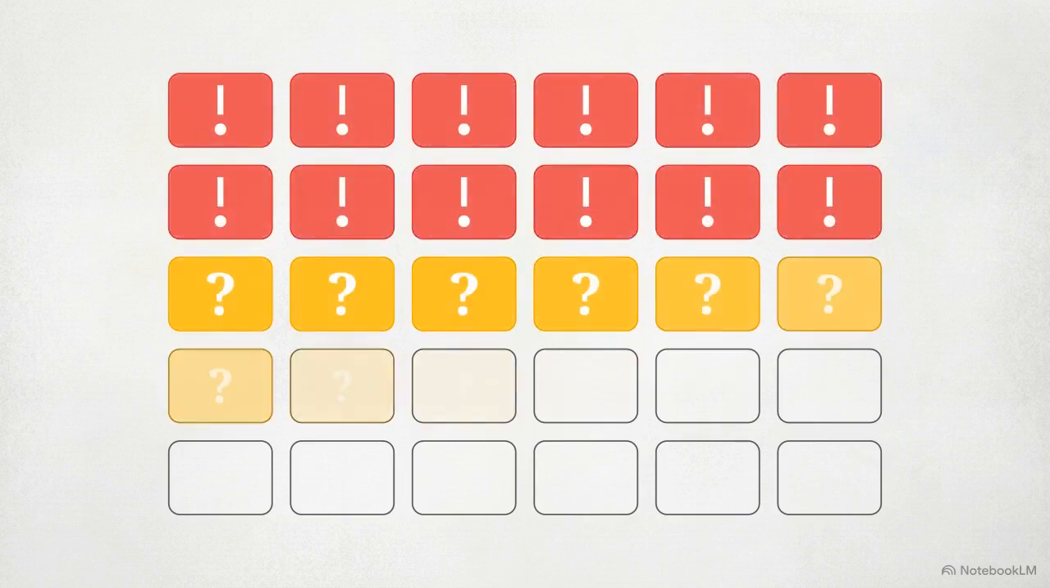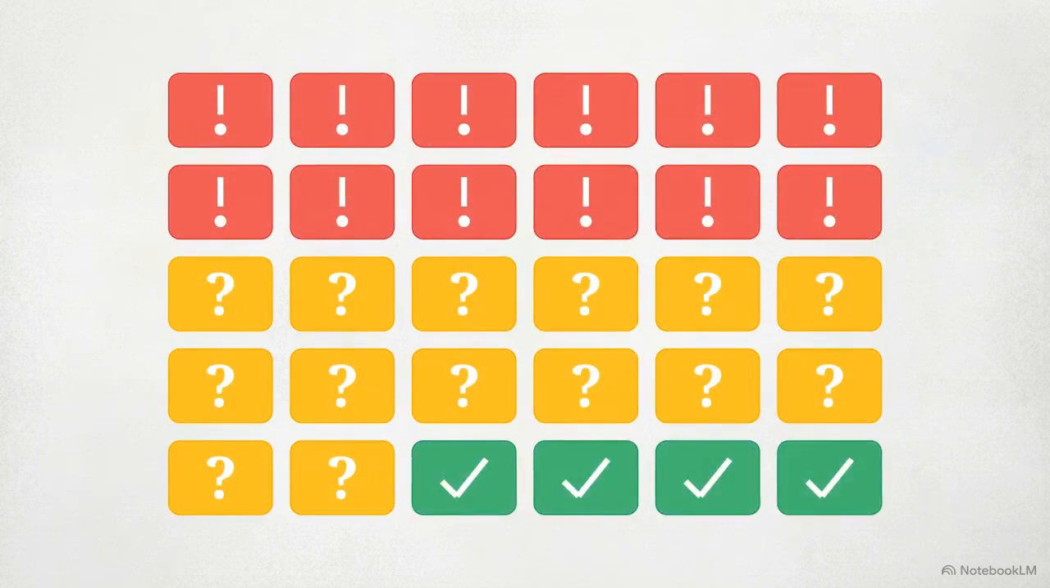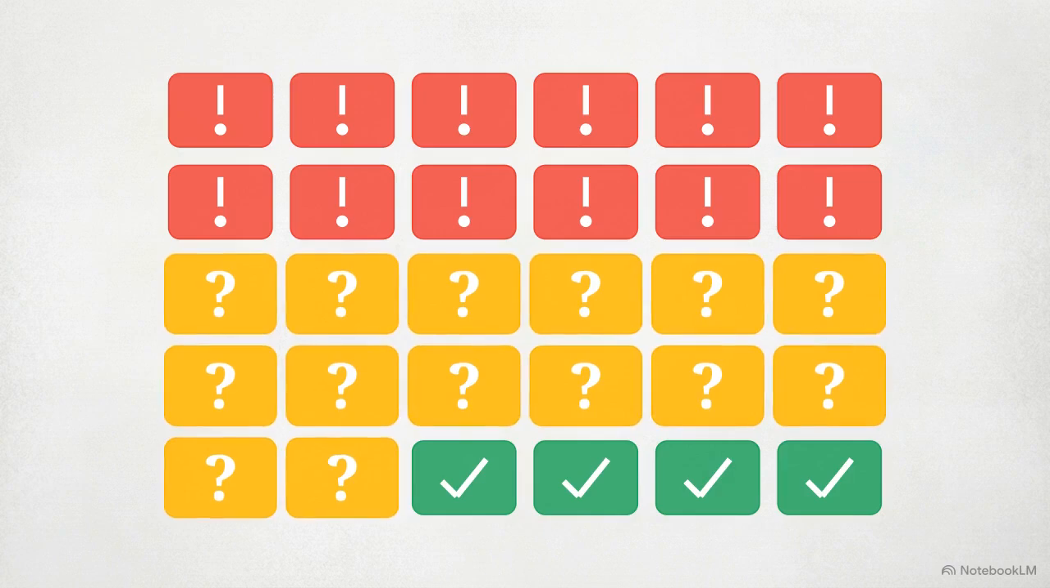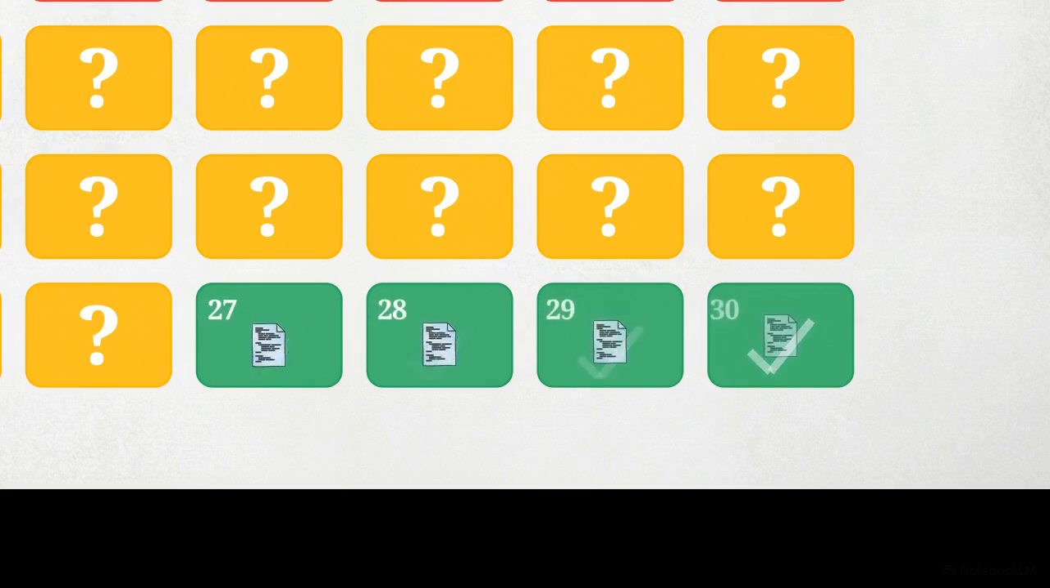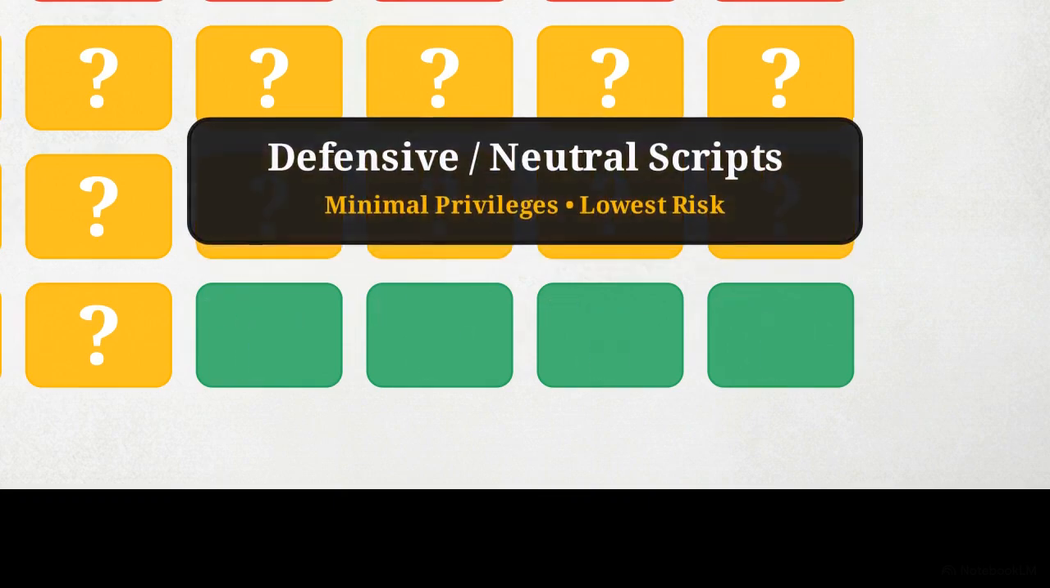This grid maps 30 PowerShell scripts into 3 distinct zones to measure threat level: the safe checkmark, cautious question mark, and dangerous exclamation point. The foundation is the checkmark zone. These defensive and neutral scripts carry the lowest risk, requiring minimal privileges.